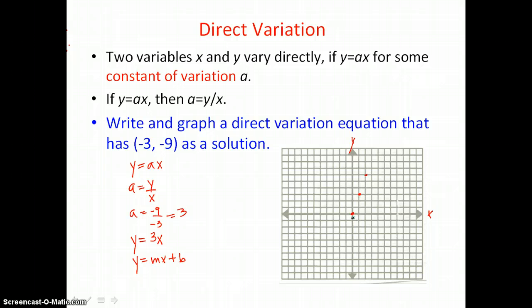We could also graph the point that's given, (-3, -9), and then draw our line through those points. So this is the direct variation equation and graph, y equals 3x.